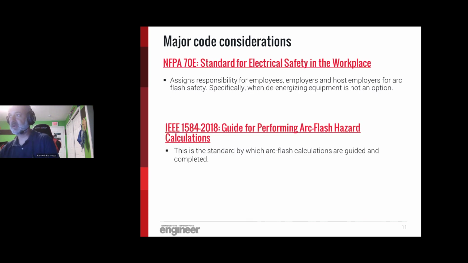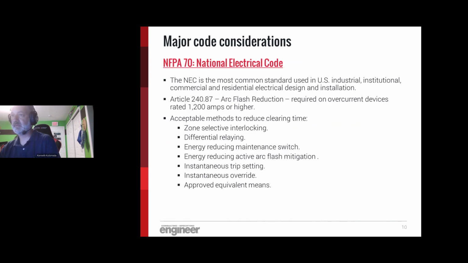Some of the codes that are associated with arc flash: NFPA 70 is the National Electric Code. Article 240.87 basically says that arc flash reduction is required on any overcurrent device rated 1200 amps or higher. And they provide acceptable means for reducing that arc flash, such as zone interlocking, differential relaying, reduced maintenance switch, instantaneous trip settings, overrides, and any proven equivalent means. And we're going to go through a lot of those in today's presentation.